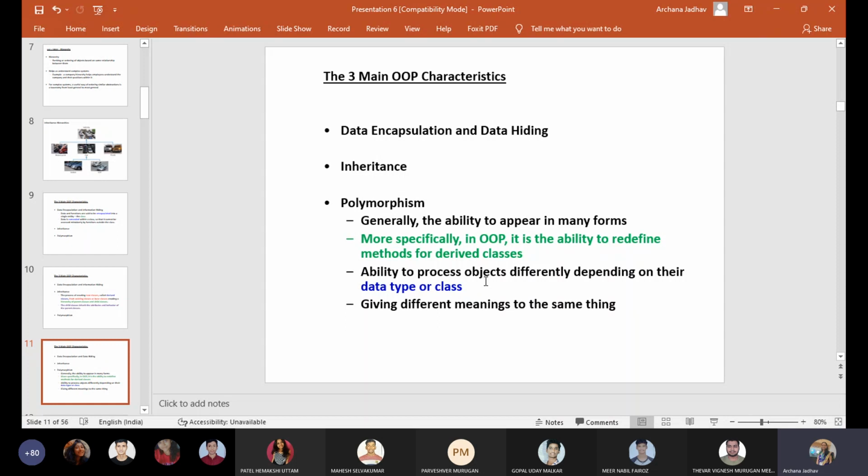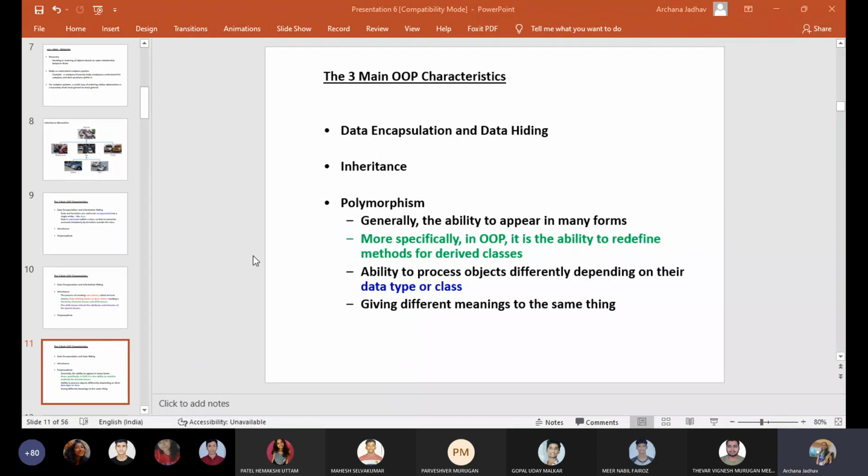Or you can say that it is the ability to process your objects differently depending upon their data types, or depending upon the class in which they are used. Polymorphism means what? It is the same thing, but it exists in two different forms. In short, it is the ability to call different functions by just using one type of function call.